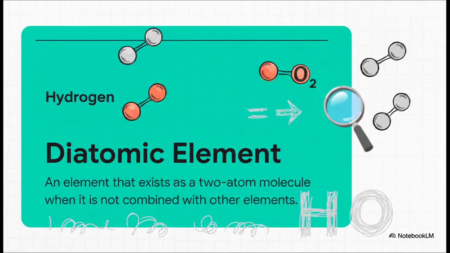This whole idea is called a diatomic element. Let's break that down. Di means 2, right? So these are simply elements that exist as 2-atom molecules. This is why the hydrogen in our recipe isn't just H, it's H2. The oxygen we all breathe isn't just O, it's O2. They're always hanging out in pairs.